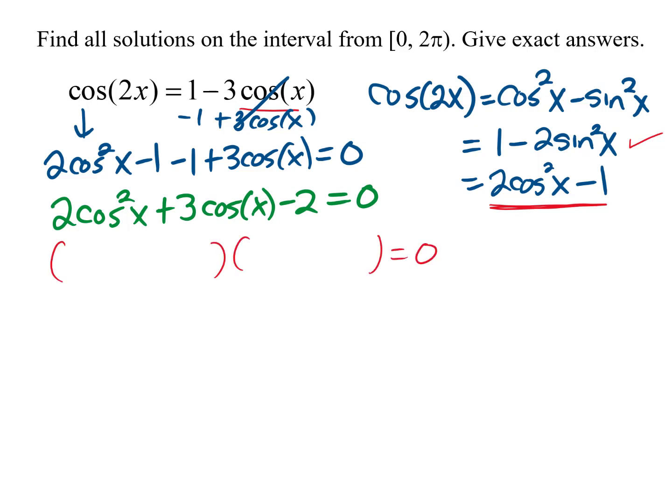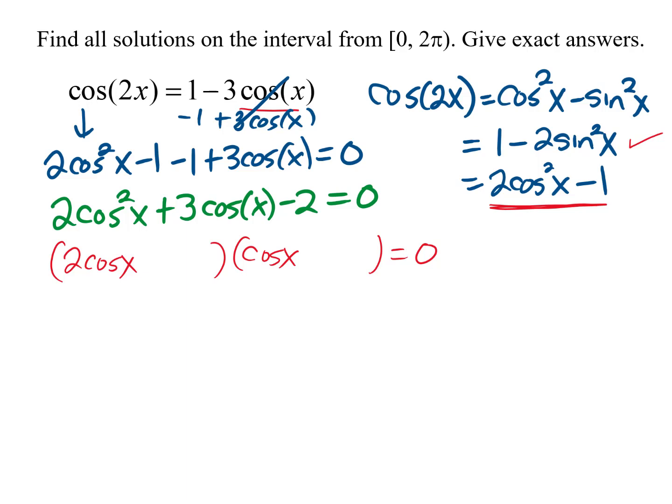Now I'm ready to factor that, and if it's hard for you to think about factoring with trig functions, you could replace the cosine x terms with a u, so it would be 2u squared plus 3u minus 2, and you could factor that and solve for it. Once you know what u equals, then you can resubstitute and put in cosine x. I'm just going to leave it with the cosine in and factor it because I think I can do that.